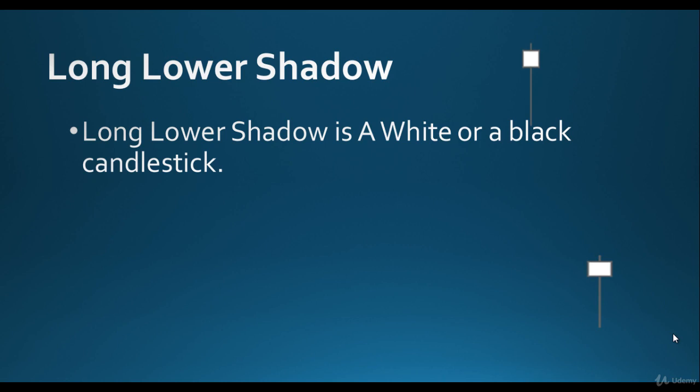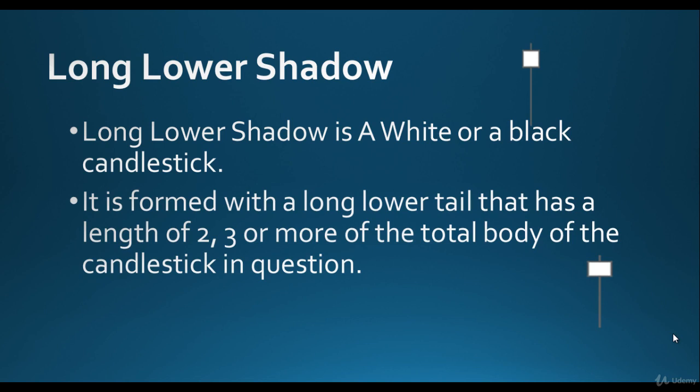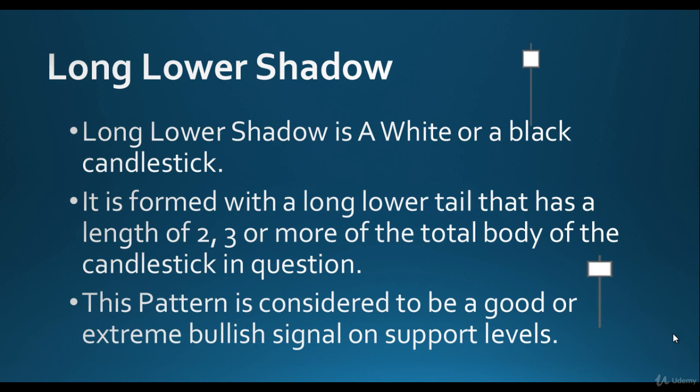It could be any. It is formed with a long lower tail that has a length of 2 or 3 times or even more of the total body of the candlestick in question. So basically, what really makes you understand that this is a long lower shadow is its tail. Its tail is so long that you can see that, okay, this is it. Its tail is usually 2 or 3 times or more of the total size of the body of the candlestick. Now this pattern is considered to be a good or extreme bullish signal on support level.